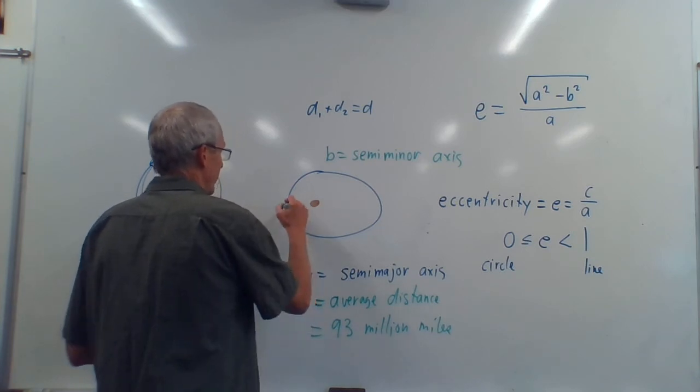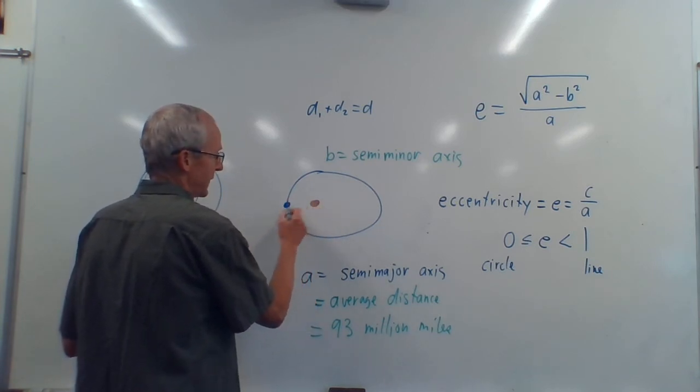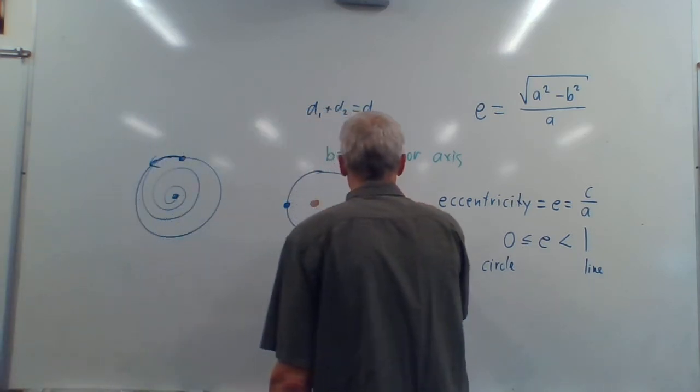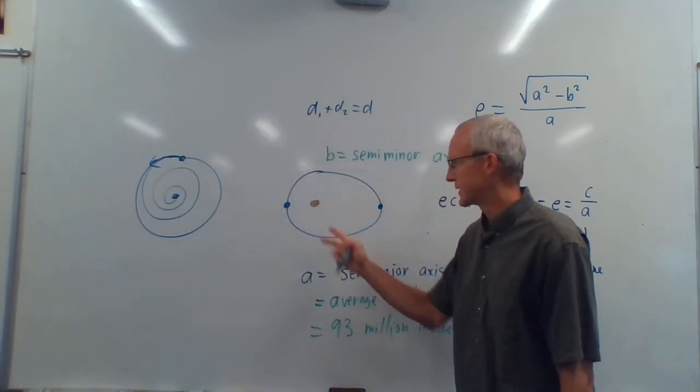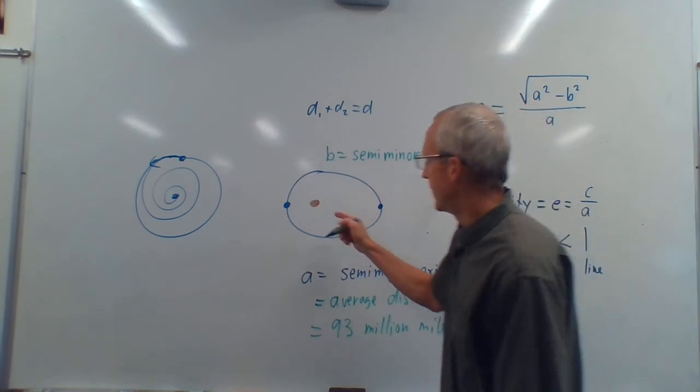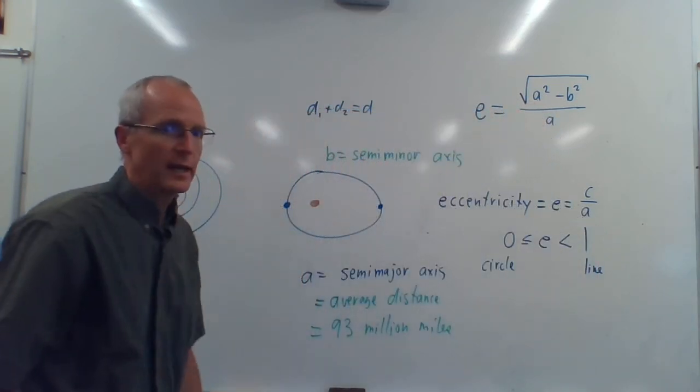Okay, when we are closest, that's about 91 million miles, not 93. When we're furthest, it's about 95 million miles. So there's a 4 million mile difference between those two. Yeah, that's right. And this place has a name.